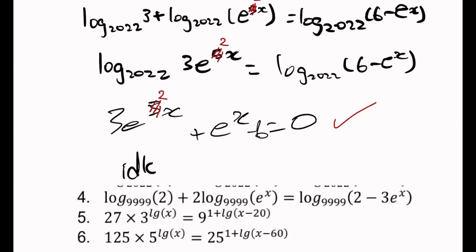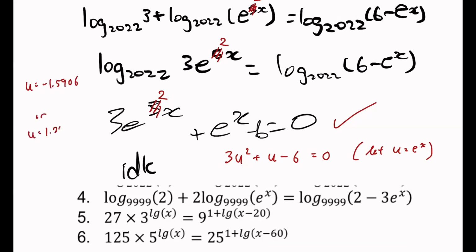So we get 3u squared plus u minus 6 equals 0. Let u equal e power x. So solving, you get u equals negative 1.5906 or u equals 1.2573. But u is actually e power x. Reject the first one. I have to reject because e power something must always be positive. E power x is more than 0.